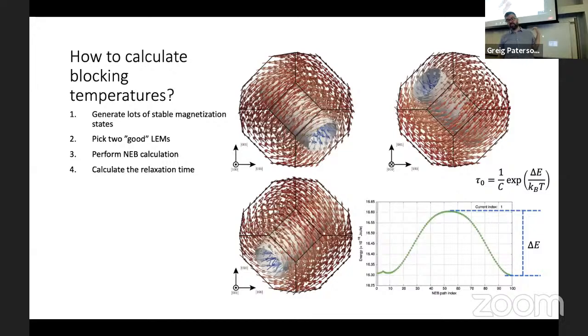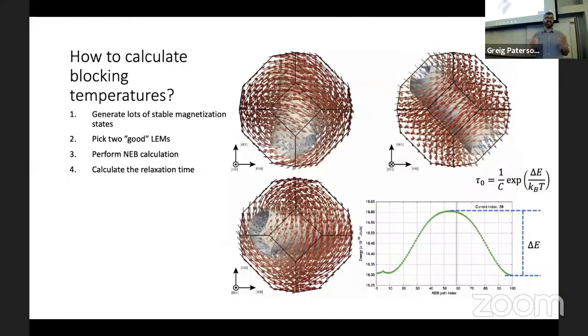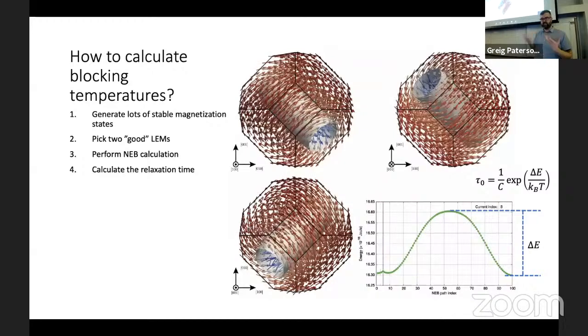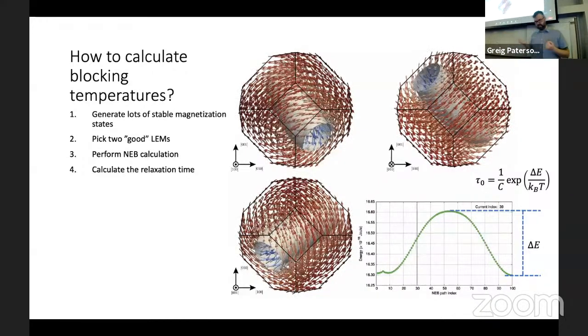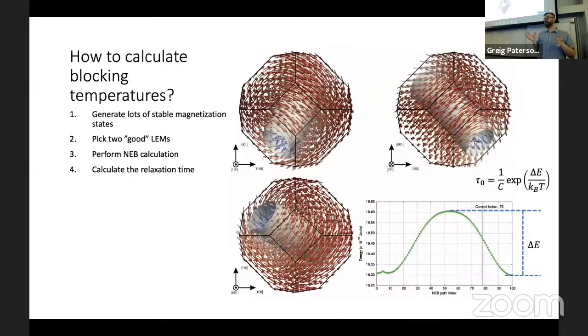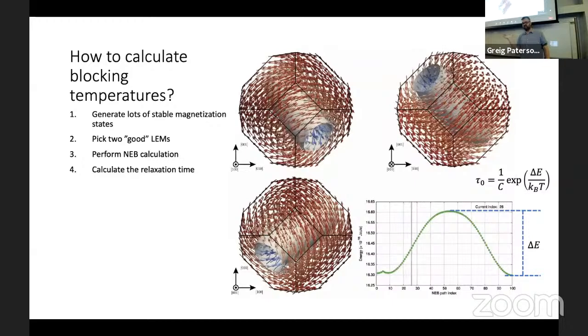And so what are the causes of these things? Well, the thing that we really have to understand is how we calculate blocking temperatures. What is a blocking temperature? As I said before, the blocking temperature is related to the relaxation time, which is basically the amount of time that it takes to switch from one structure to the other.